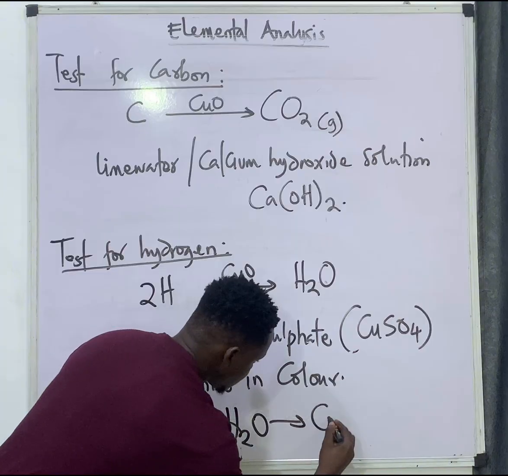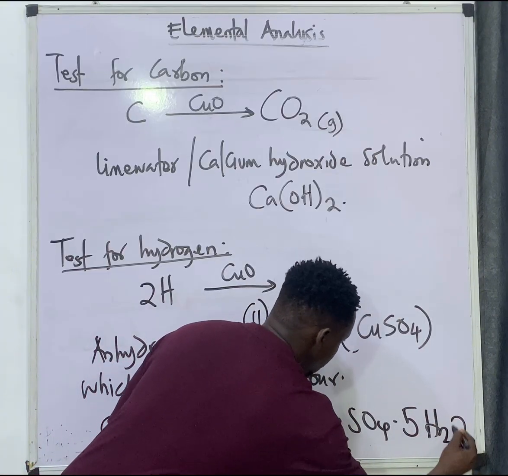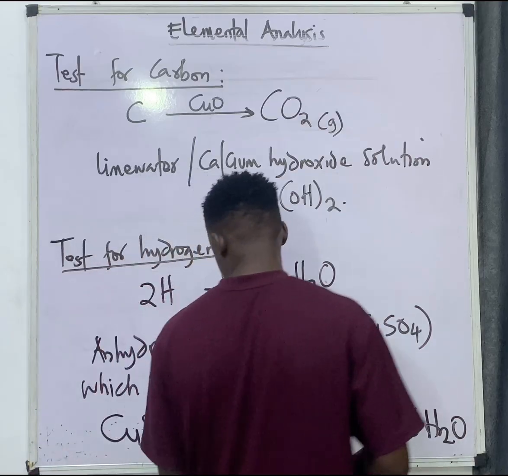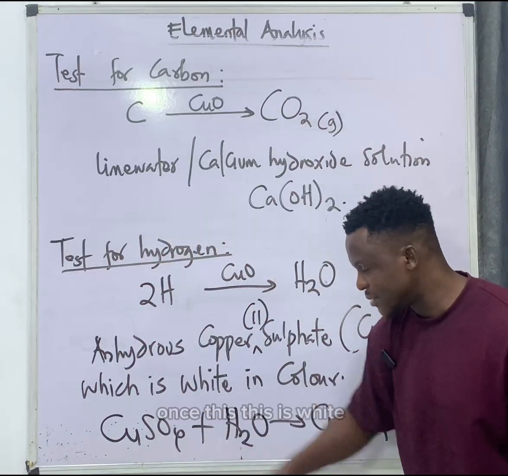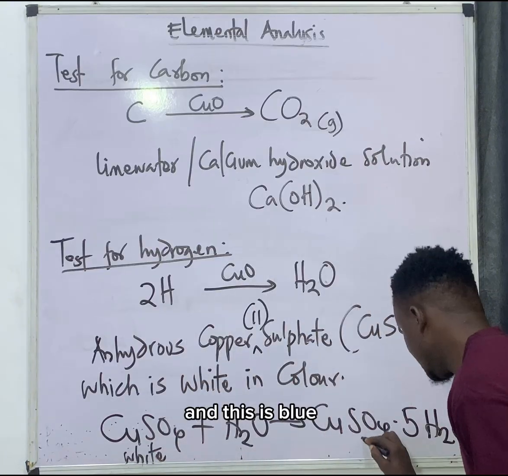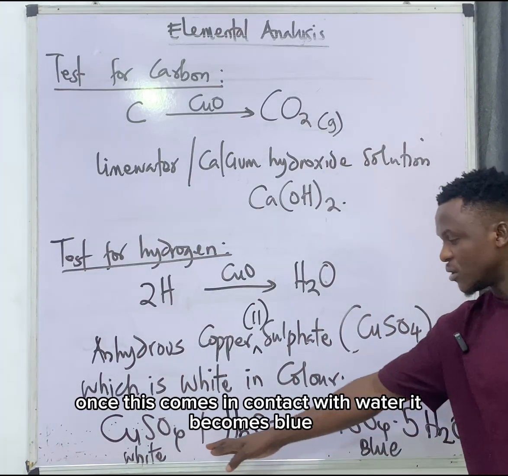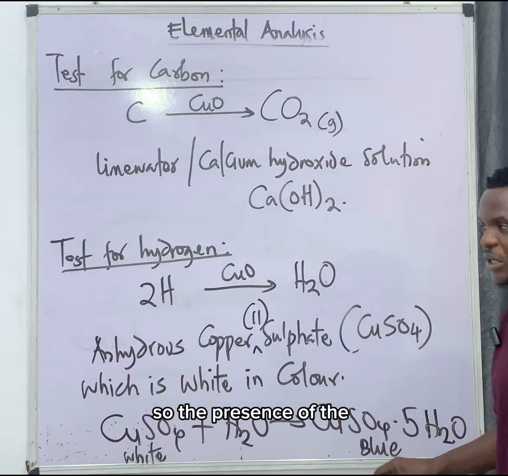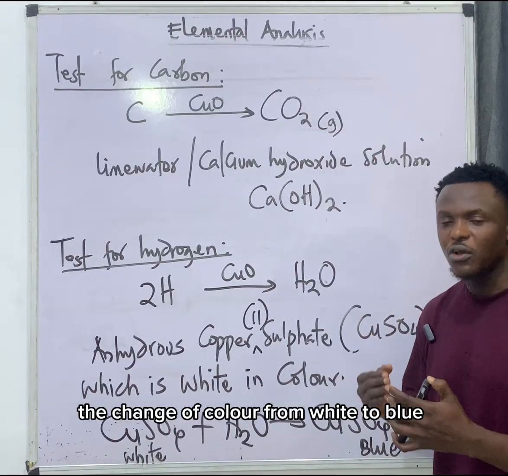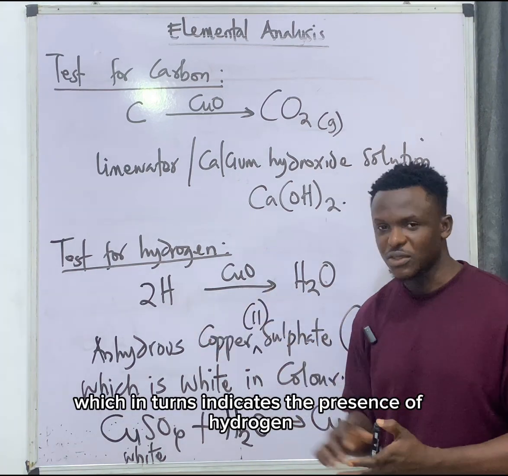So once this copper 2 sulfate comes in contact with water, this becomes copper sulfate. This is white and this is blue. Once this comes in contact with water, it becomes blue. So the change of color from white to blue indicates the presence of water, which in turn indicates the presence of hydrogen.